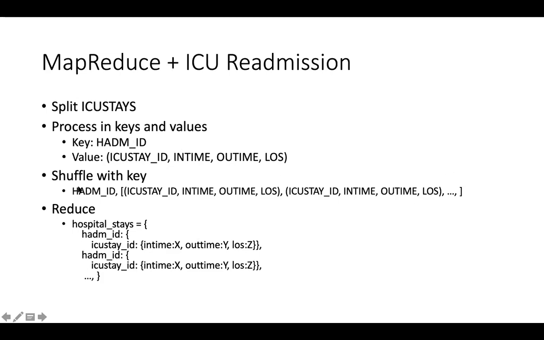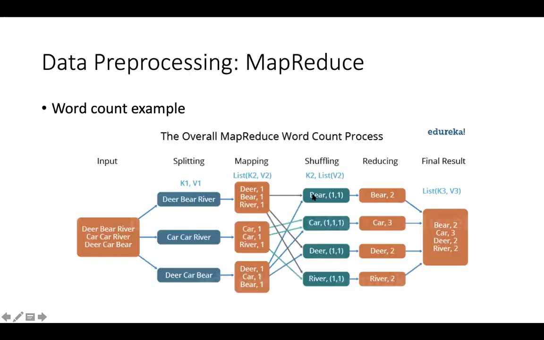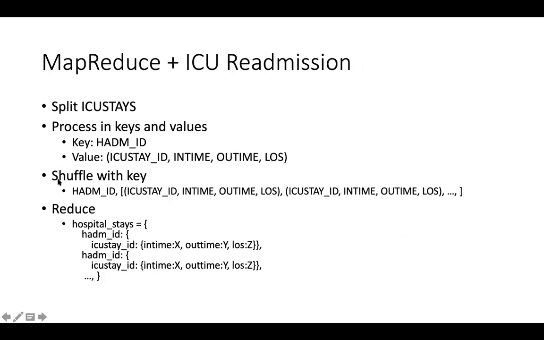For each HADM ID, if there are multiple ICU stays within a single hospital stay, then when you shuffle with key, what you would see is this kind of example. One single HADM ID associated with a list of ICU stays, one key associated with a list, where the list items become this example here, this three-element tuple. And then you do the reduce.